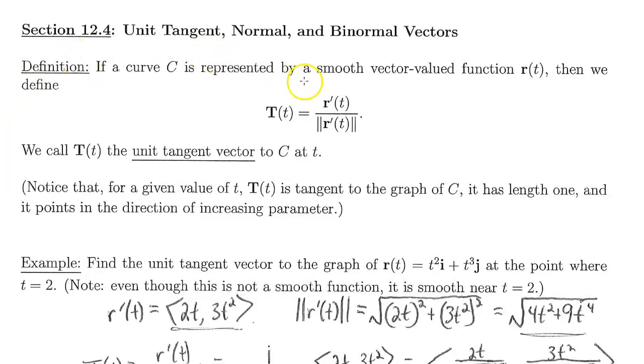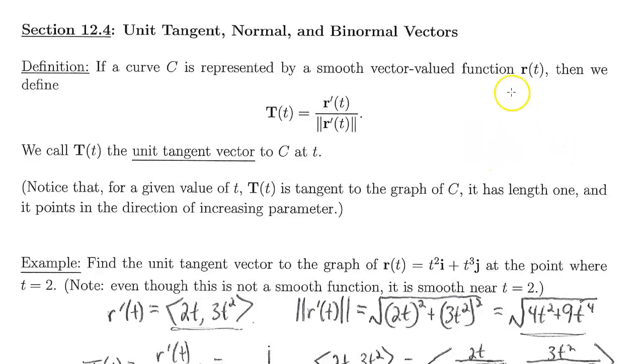If a curve C is represented by a smooth vector-valued function r of t, then we define capital T of t to be r prime of t divided by the length of r prime of t. We call T of t the unit tangent vector to the curve C. Notice that r prime of t will be a tangent vector to the curve. Okay, so we've talked about that.